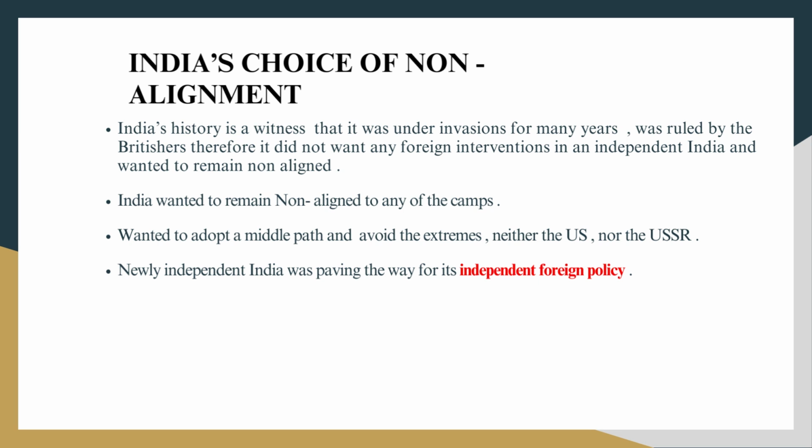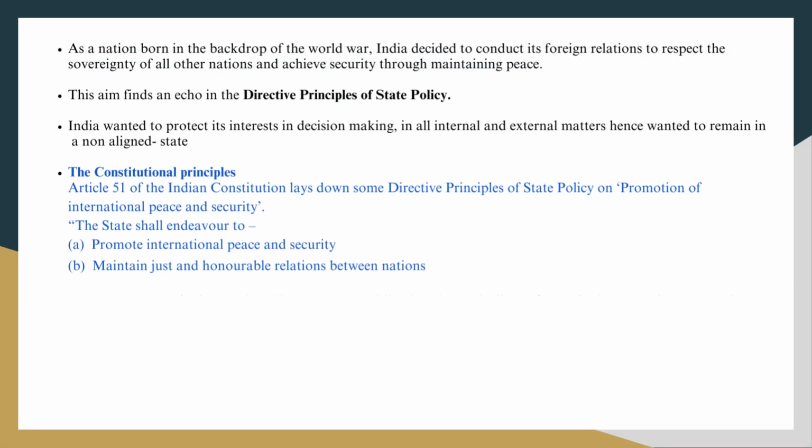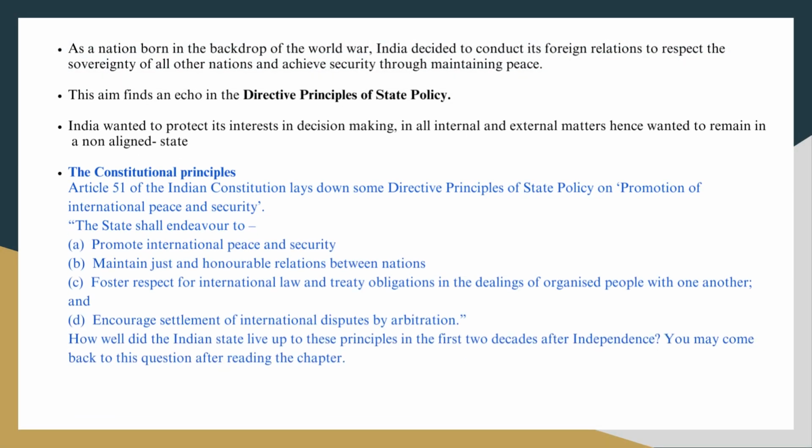So, in the backdrop of the World War, India decided to conduct its foreign relations with an aim to respect the sovereignty of all other nations and to achieve security through the maintenance of peace. India was an advocate of peace and did not support war. Therefore, this aim also finds an echo in the DPSP.